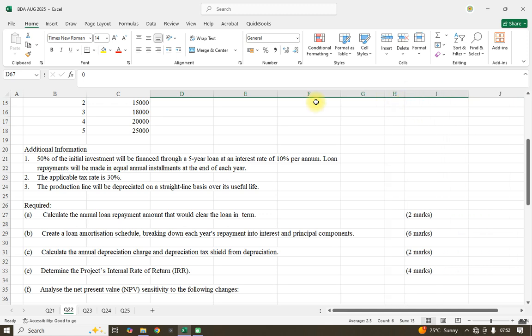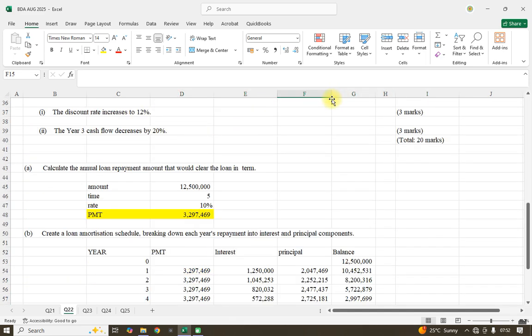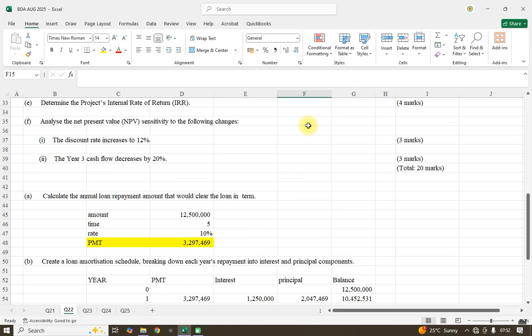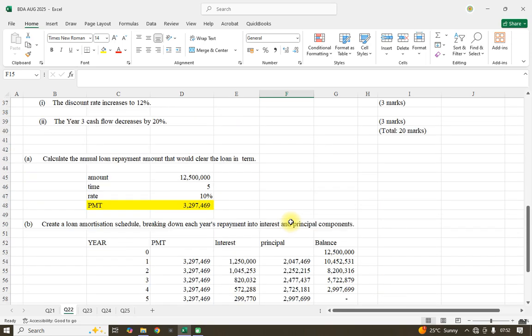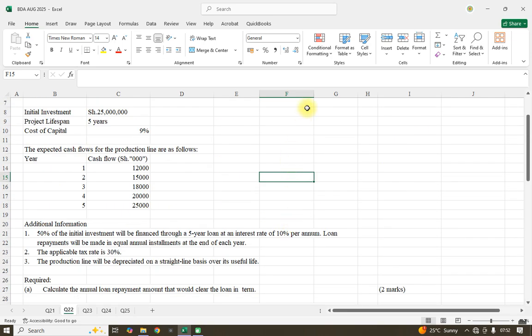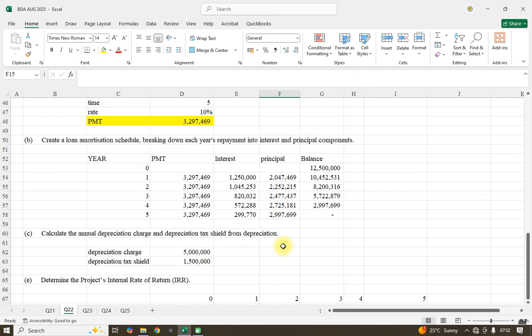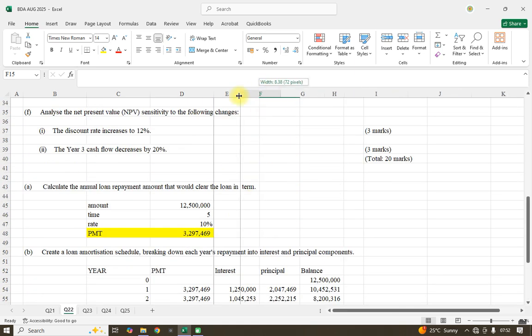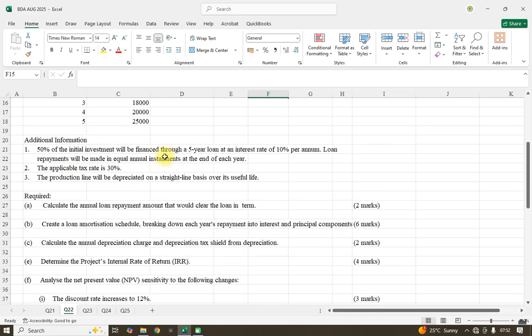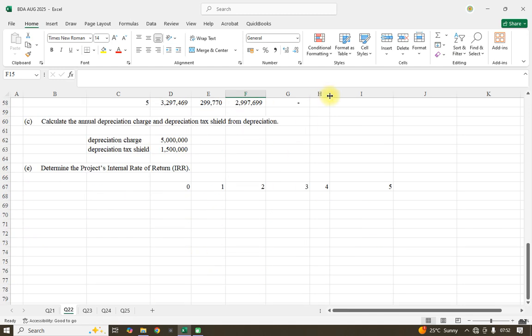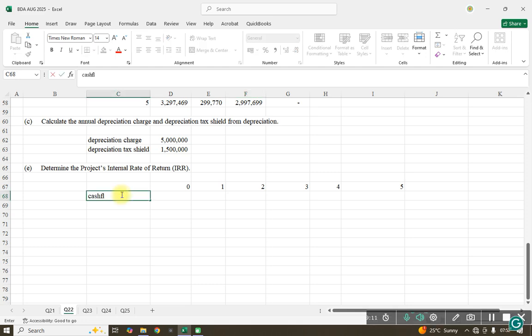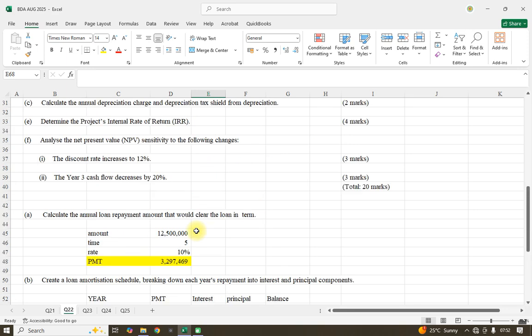Just reducing these columns. Some of the columns are too big. Yeah, I think that one is okay. And we shall have our cash flow here. Our cash flow. And year 1, I will just use the full values.